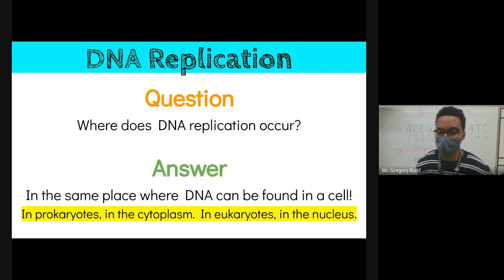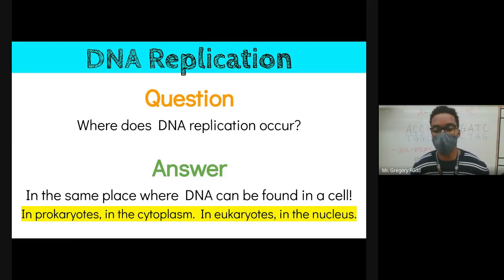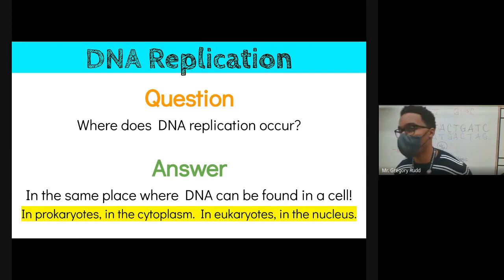All right. So wherever you find DNA in the cell is where you will see DNA replication taking place. In prokaryotic organisms, this has to happen in the cytoplasm. Prokaryotic organisms do not have nuclei. In eukaryotic organisms, this has to happen in the nucleus.